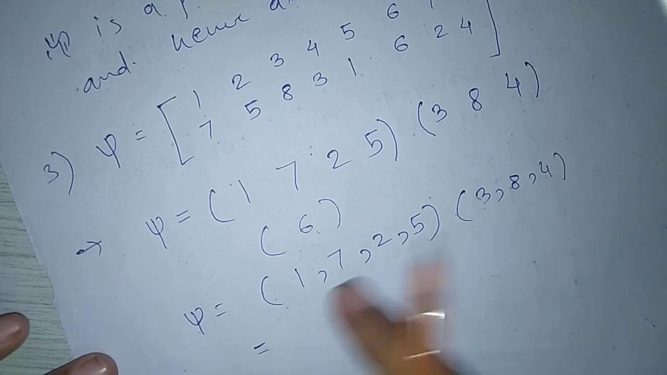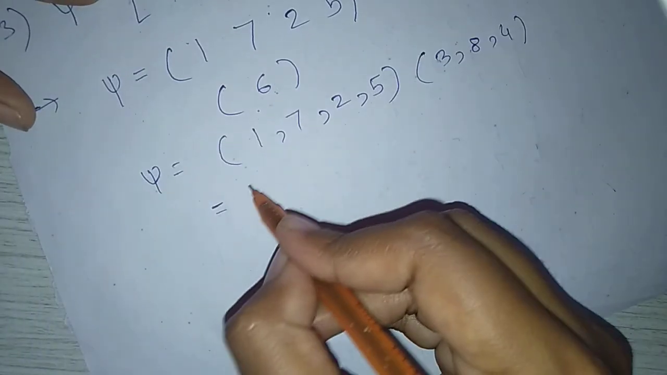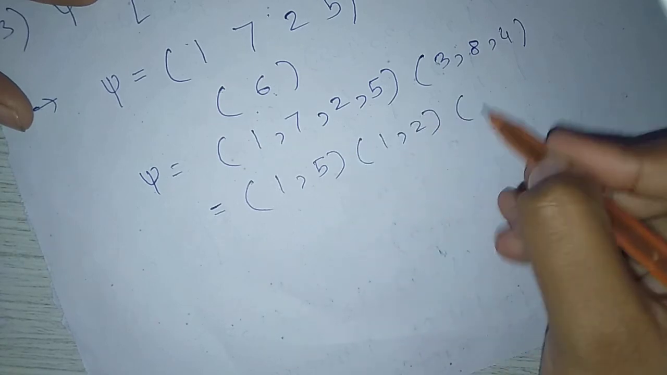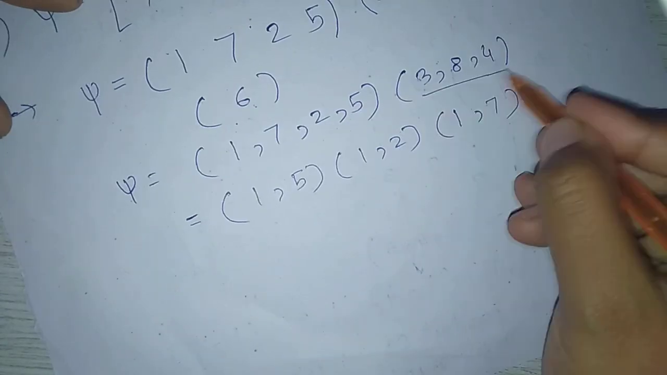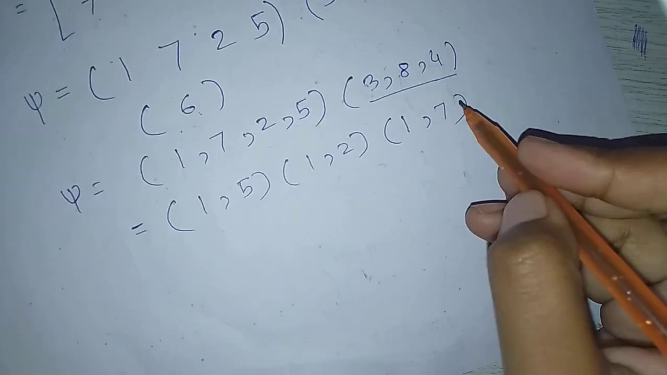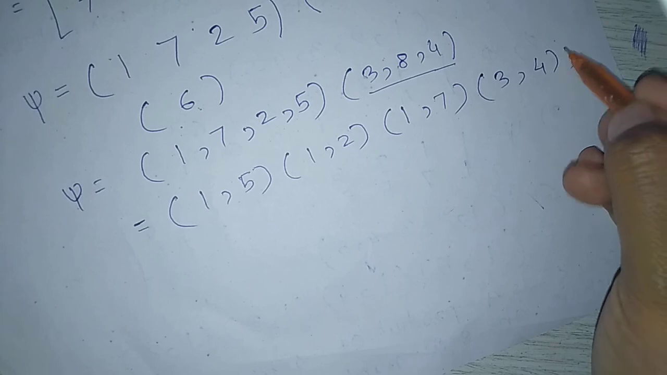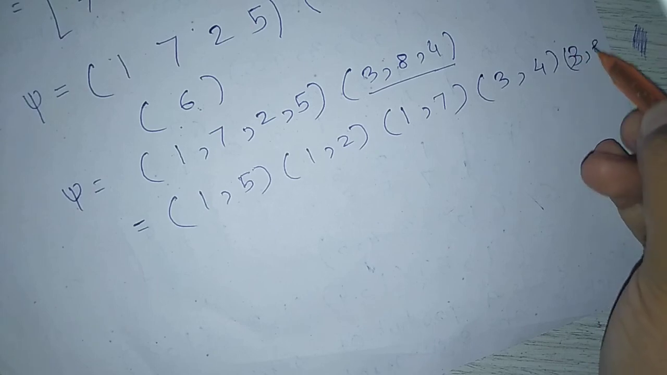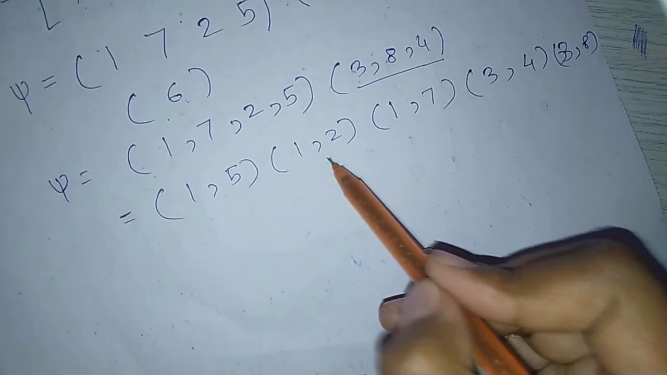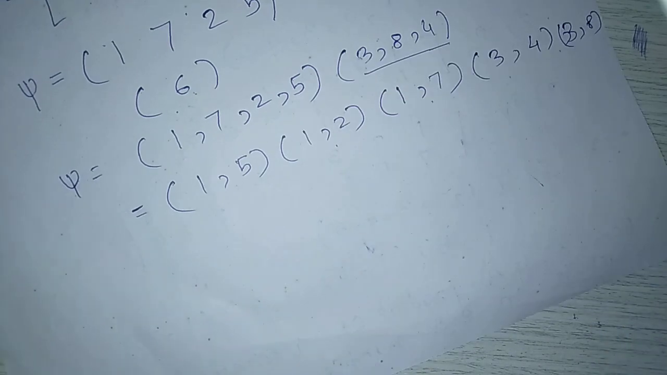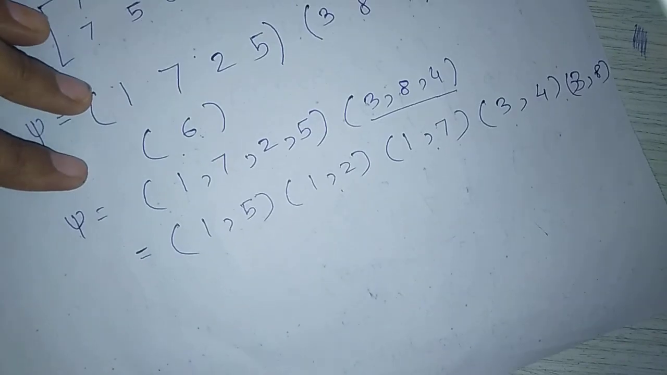Write this cycle as a product of transpositions: (1 5)(1 2)(1 7). Now write this cycle as a product of transpositions: (3 4)(3 8). Counting, 1, 2, 3, 4, 5, there are 5 transpositions, and 5 is an odd number. So psi is an odd permutation.